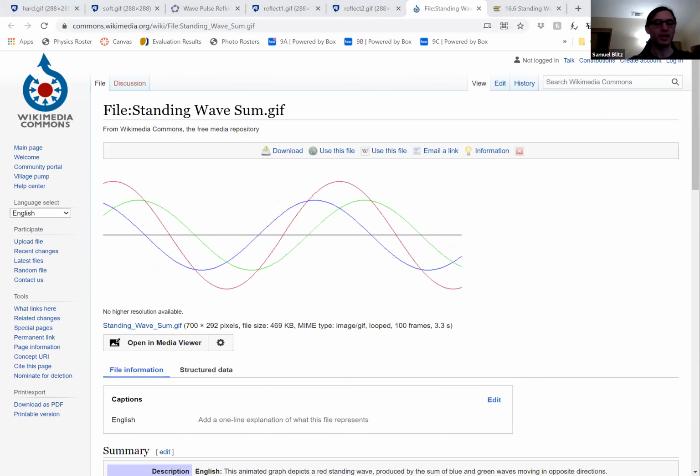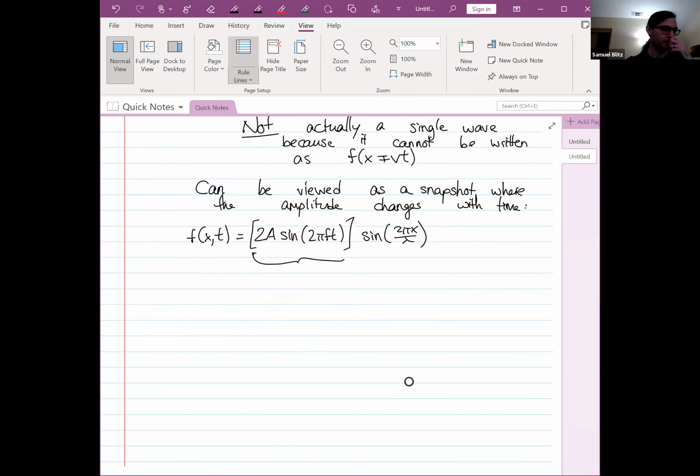But it turns out the standing waves are kind of nifty. Oh, did I have one more GIF? No, I didn't. Okay.